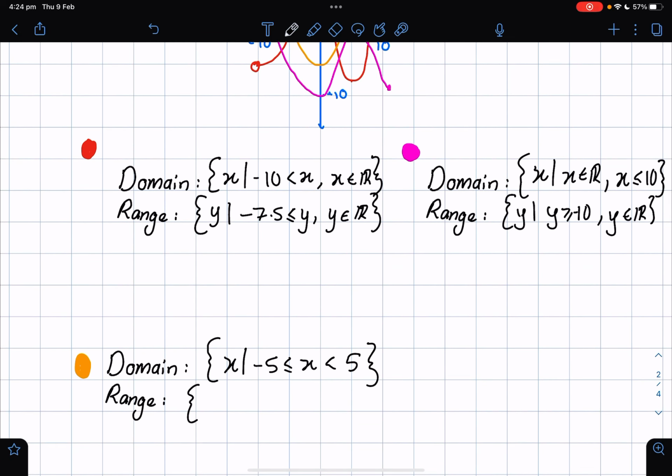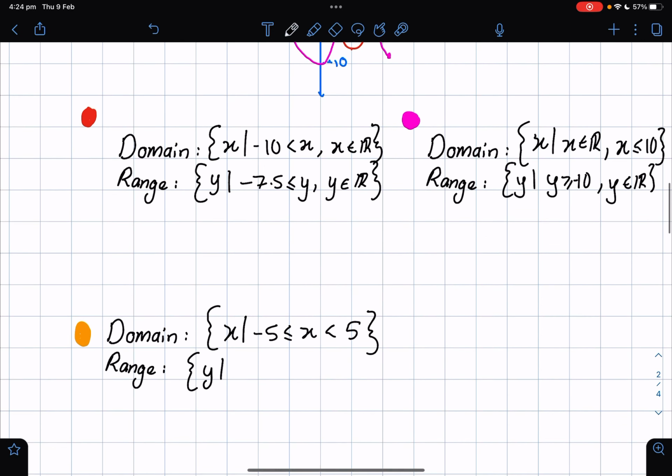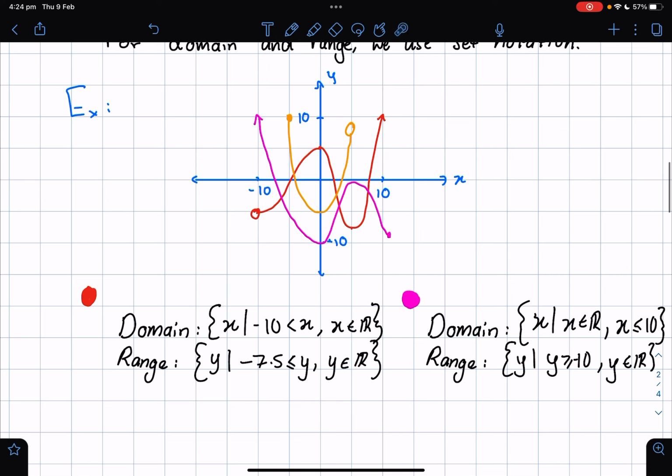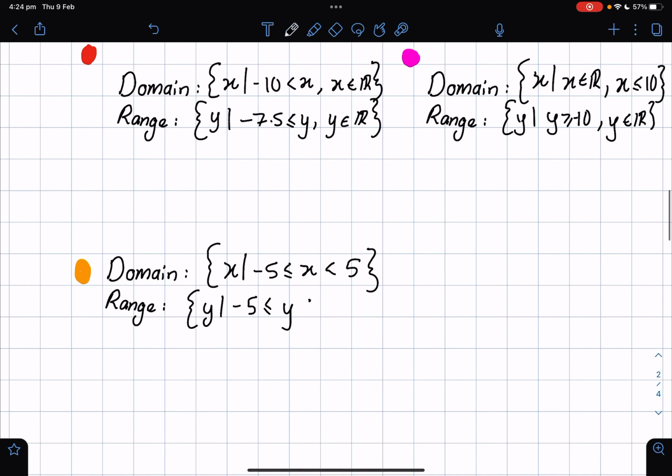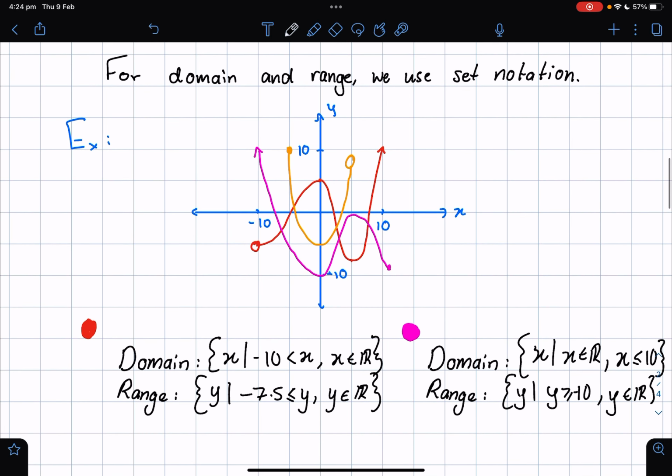And now for our range, so we've got y. The lowest our function goes is -5 as well. So -5 is less than or equal to y. And then inclusive up the top here, this is our highest point, and that's at 10. So less than or equal to 10. Okay, so there are three very different examples from each other, all on the same set of axes.